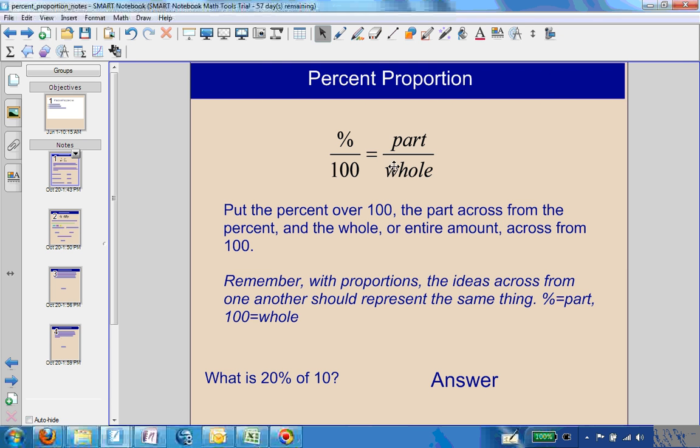So normally when we talk about percents, we're talking about some amount out of 100, but we use the percent proportion when we're talking about some amount that's not out of 100. And we use this to figure out what percent something is out of some amount other than 100. So remember, ideas across from each other on proportions are the same. Percent and part are part of our whole. 100 and whole are our whole.